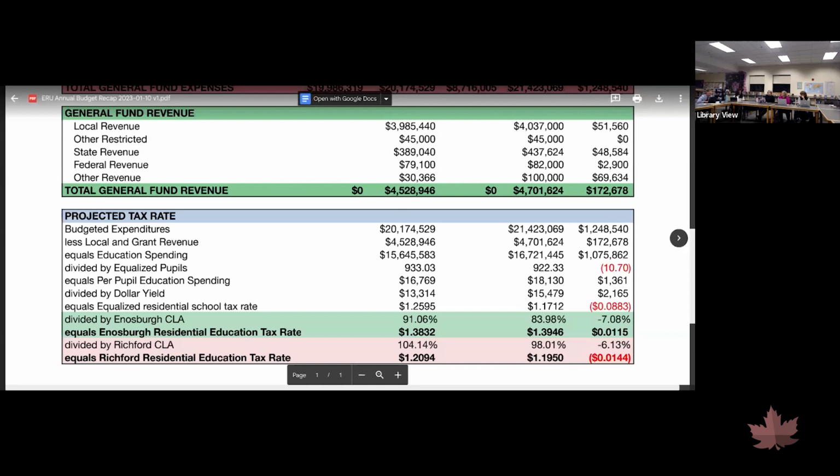How much money would it take to drop the tax rate by a penny? How much revenue? We've done this. It's usually around 50,000. I was hoping to get Enosburg to not go up at all. Not that it's my decision, but I just thought. And my inkling was to give back the 45 and put 100 in that.